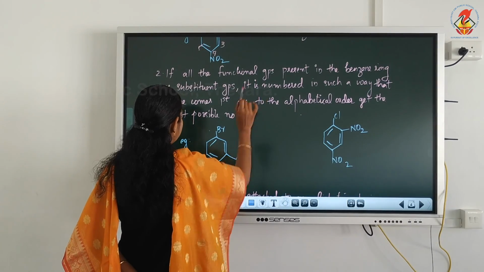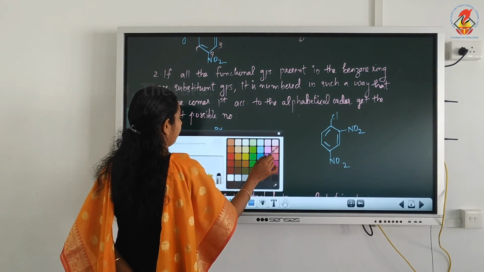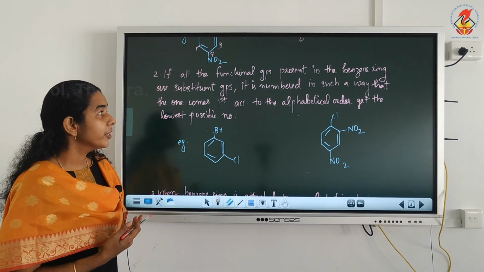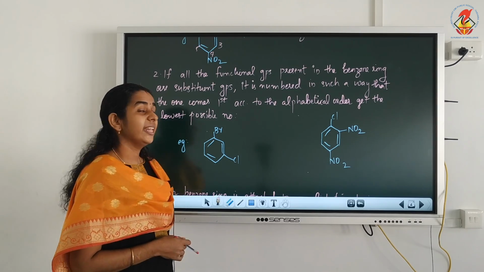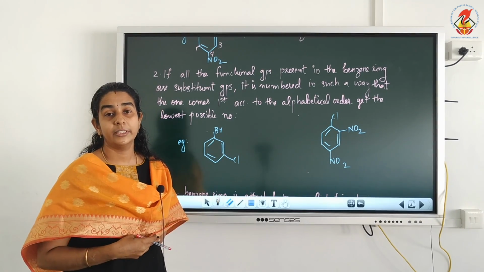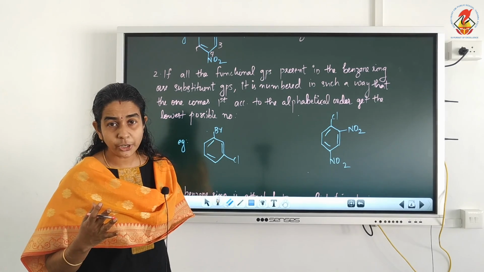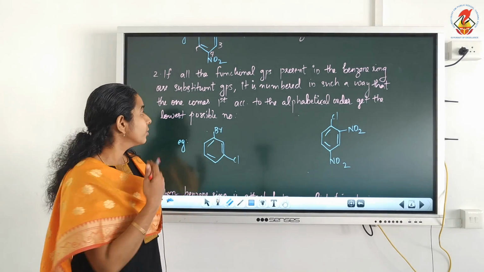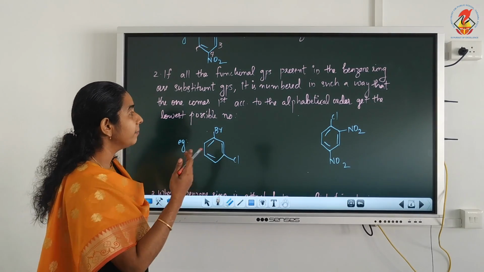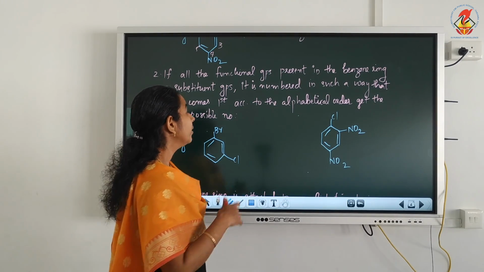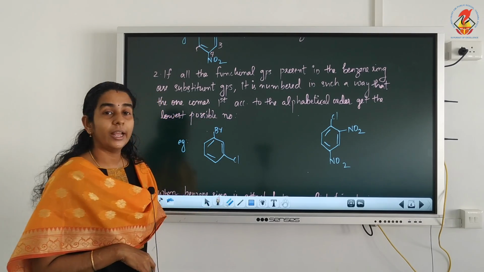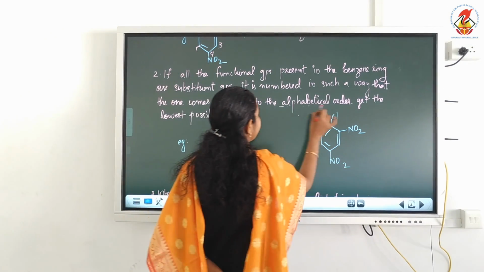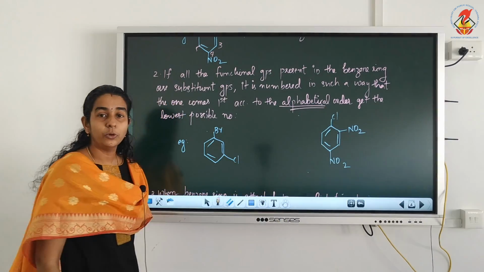Now the next rule is, if all the functional groups present in the benzene ring are substituents only. Substituents means they are functional groups but with least priority. Okay, so if such groups are present, they are numbered in such a way that the one that comes first according to the alphabetical order should get the lowest possible number.